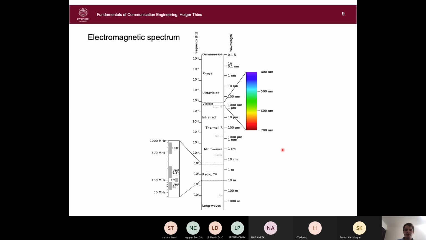cells. In communication, the waves we are interested in mostly have frequencies below microwave level, so wavelengths of 1 centimeter up to maybe 100 meters. The longer ones are not so interesting for us in communication, and so those are the ones we are interested in in this class, because they are used in communication systems.